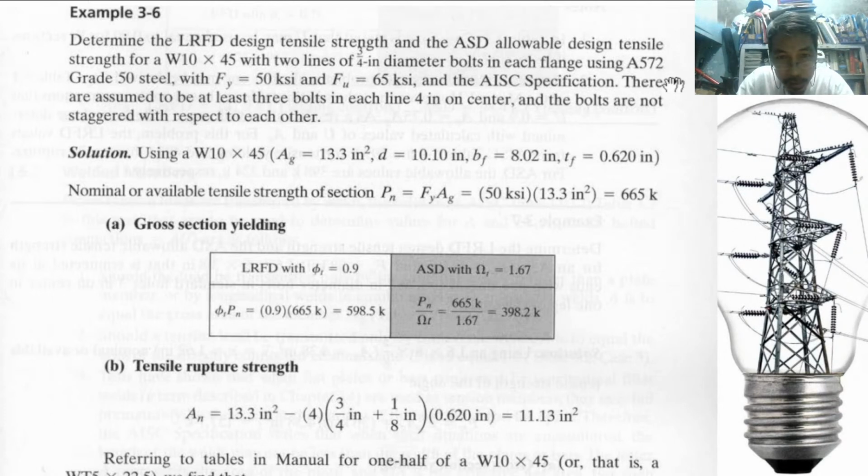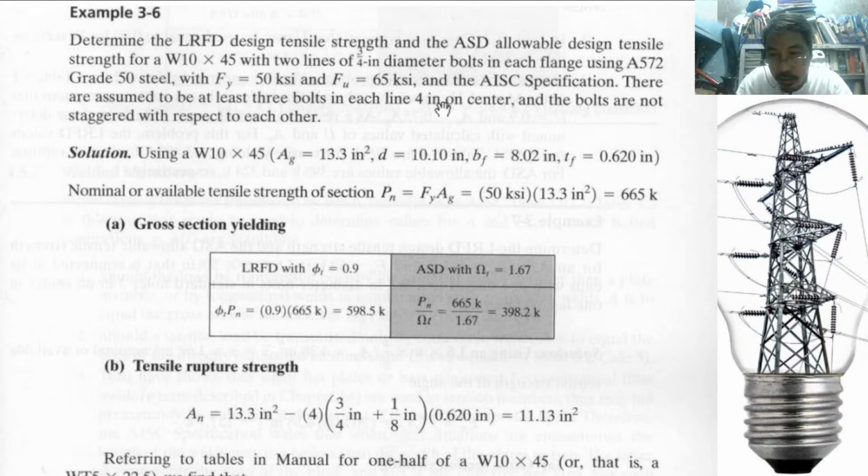Okay, as you can see, there are assumed to be at least 3 bolts. So at least, maybe more. In each line, so there are 2 lines. Okay, so there are 2 lines and 3 bolts on each line.